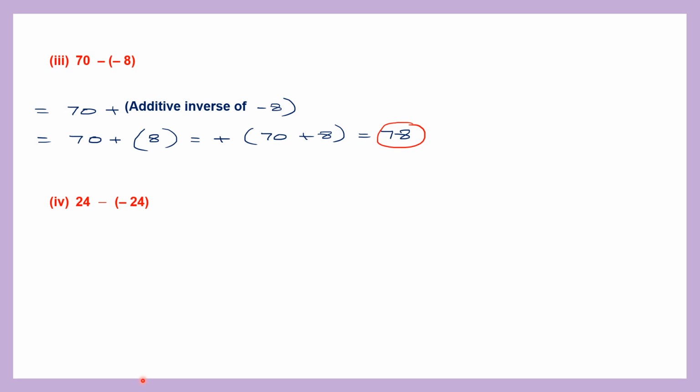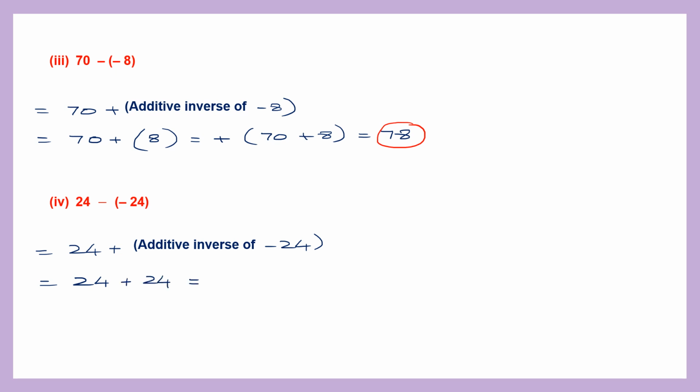In the next question, we have 24 minus negative 24. So we write this first integer as it is, that is 24. Subtraction changes to addition. Now we write the additive inverse of negative 24. The additive inverse of negative 24 is plus 24.